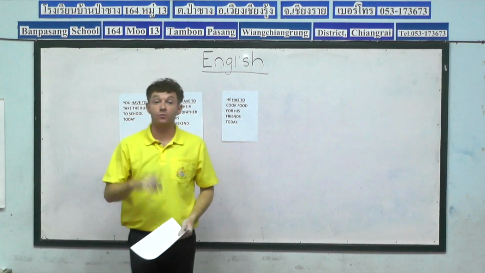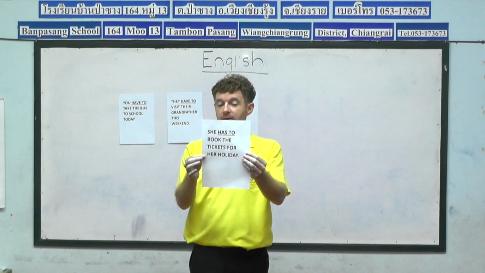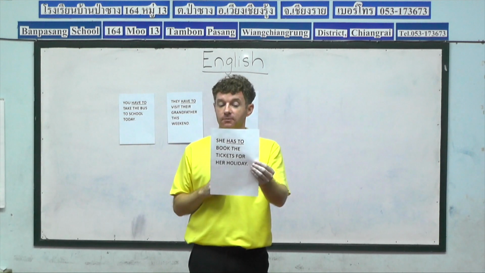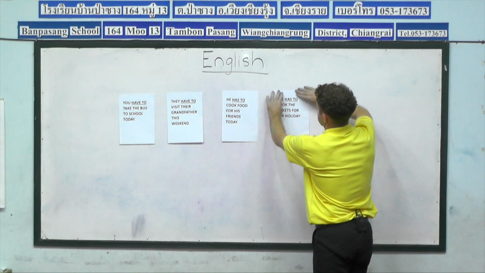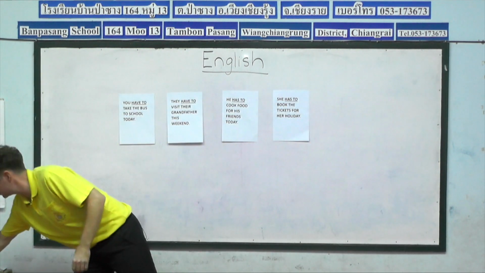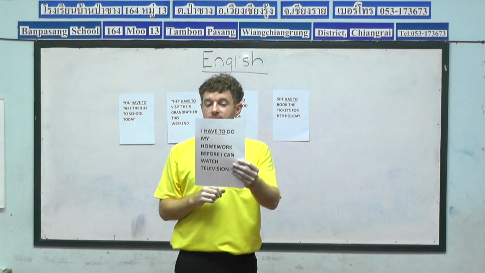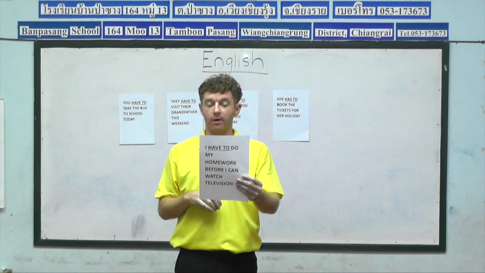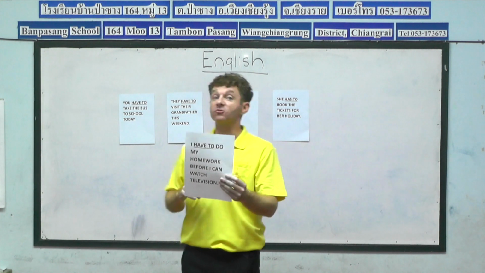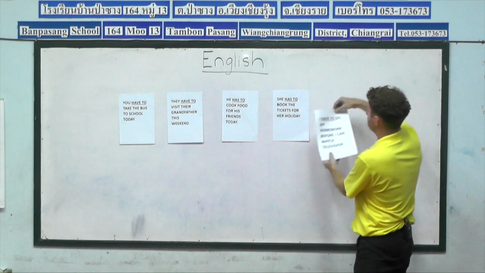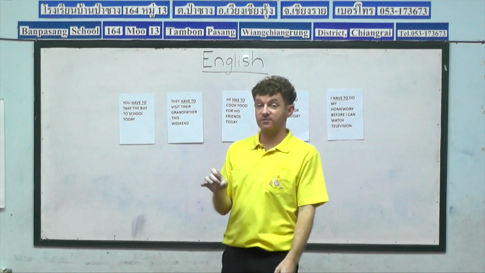When you're looking to do yours, you can refer to the board. She has to book the ticket for her holiday. And then the last one, because there's 5 different sentences, I have to do my homework before I can watch television. Okay, so we have our 5 sentences on the board. Now we need to put our students into teams.